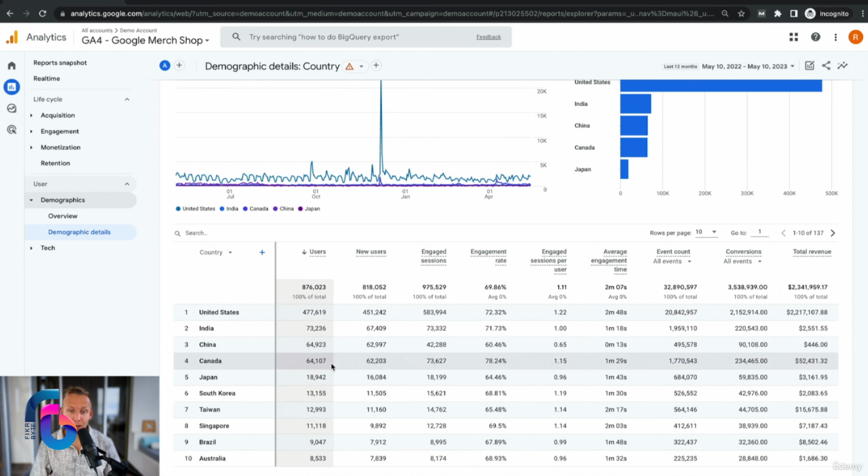But then again, if you compare the amount of users here to the amount of users in Taiwan, and then you compare these revenues, you're gonna start seeing that Taiwan is really a source you want to focus on when it comes to growing your high quality traffic.